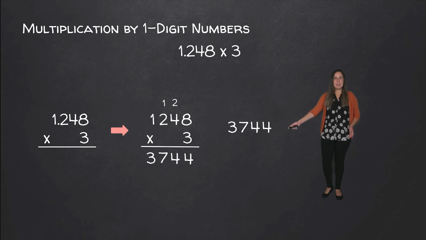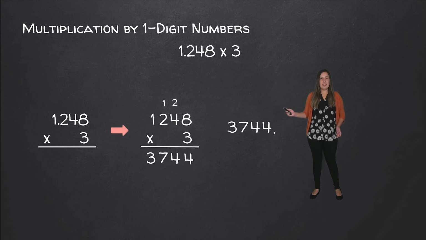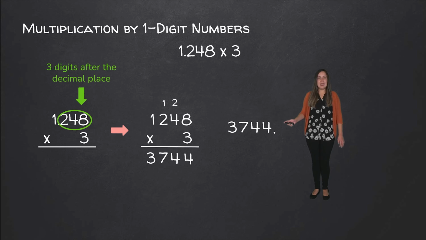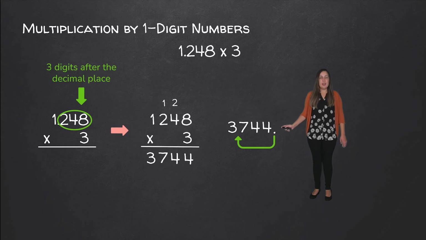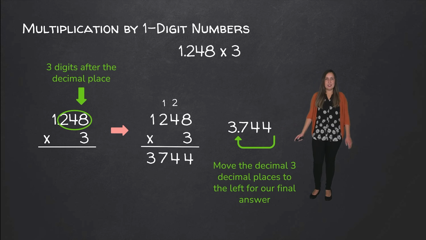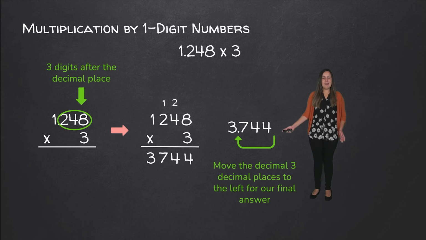We'll write our number here, add a decimal point at the very end, go back to our original problem, and if you notice here we have 3 digits after the decimal point, which will then tell us to take this decimal and move it 3 decimal values to the left in order to get our final answer. So 1 and 248 thousandths times 3 is equal to 3 and 744 thousandths. And that's it for multiplying with decimals, and in this case, we're only multiplying by 1-digit numbers.